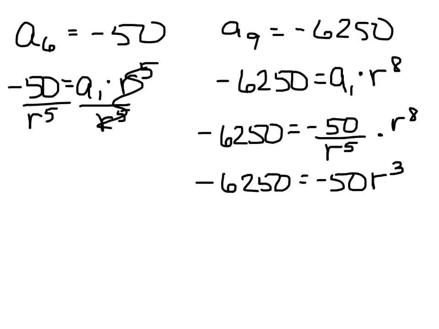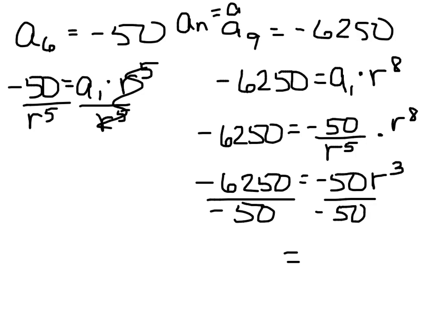Now you need to solve for r. What do you do first? Not add. Divide by negative 50 first, because we are multiplying there. Where did I get the 8 from? Remember, this format is a sub 1, r to the n minus 1. So do you see how it says 9 right there? 9 minus 1 is 8. Over here, 6 minus 1 is 5. That's where I got those two numbers from.